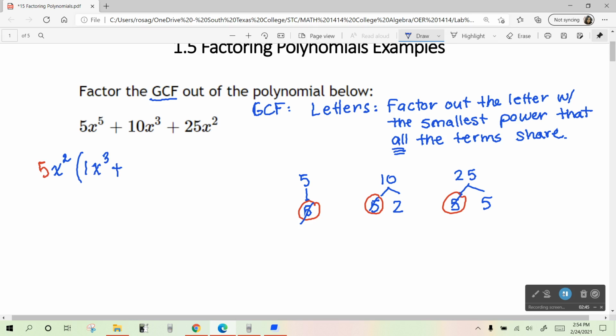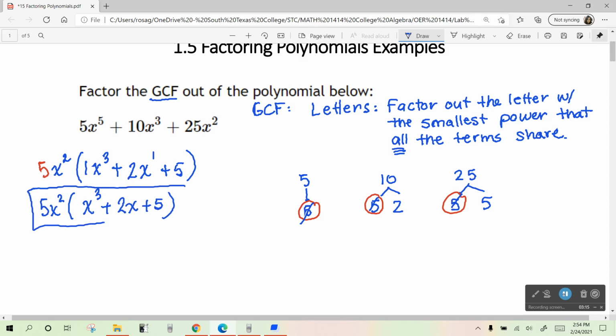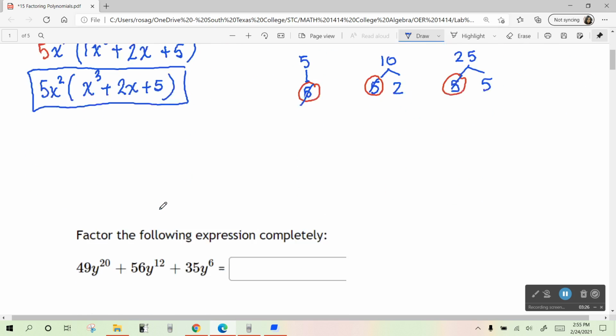Now I'm going to go to the next number. See, we took out the 5, so I'm not going to put that one, but I'm going to put the leftover, which was the 2. And then 3 minus 2 is x to the 1. And then the last one, I'm left with a 25, a 5, and they both have an x squared, so I don't have to put anything. Now, of course, if you want to make it neater, you don't have to put the 1 there, and you don't have to put the 1 with the x. Like that. So then the leftover numbers here are the ones that go inside the parentheses, and the one that they all share is the one I put outside.